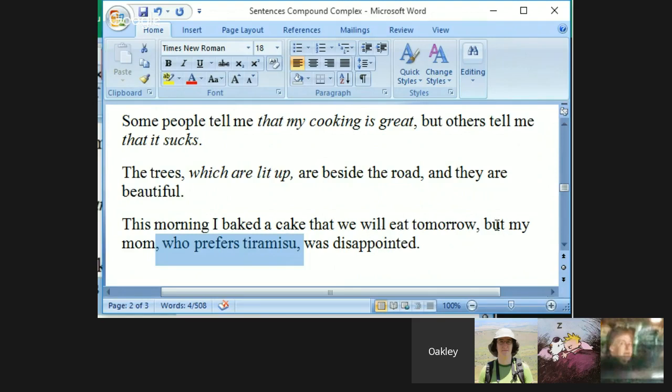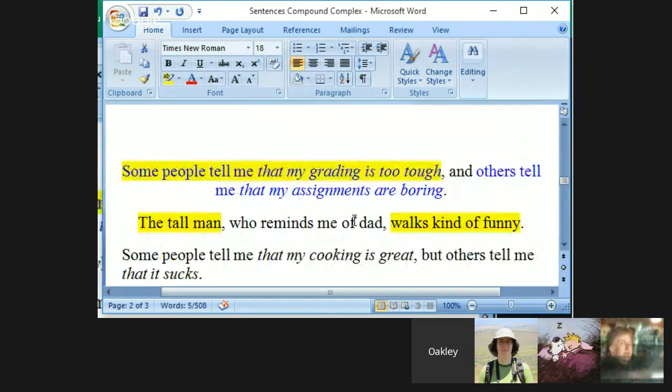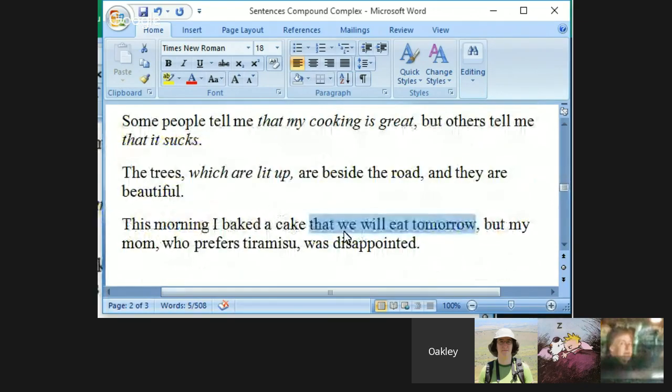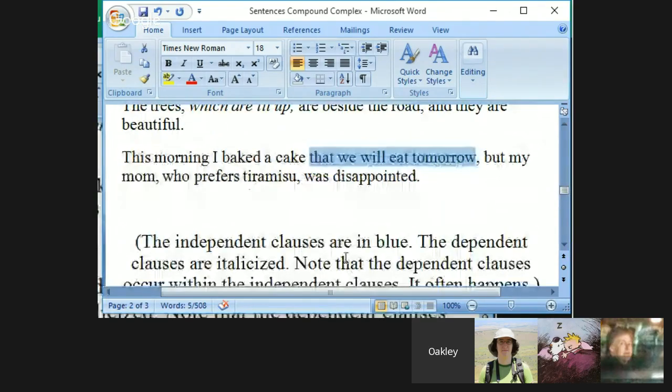All right, notice I didn't have one here, that we will eat tomorrow. I don't need commas if it's essential, because I'm defining the cake. So it's necessary. Okay, so that can be a little confusing. All right, pretty good job there.